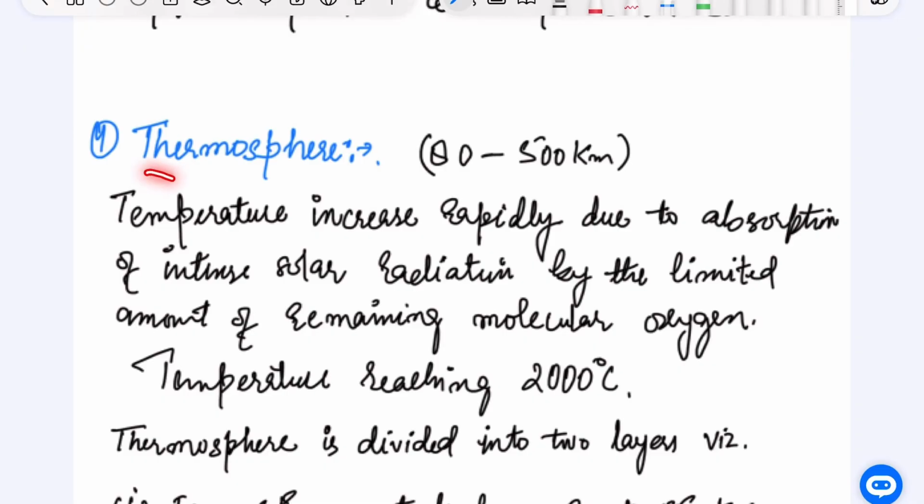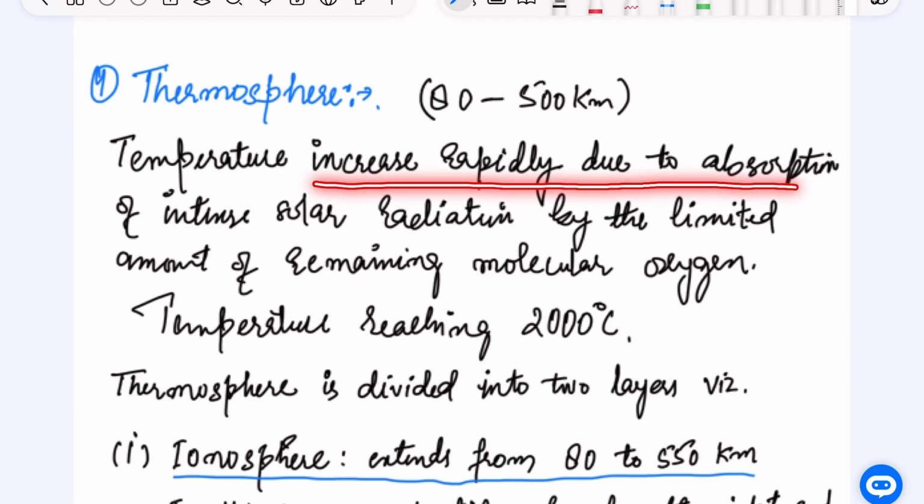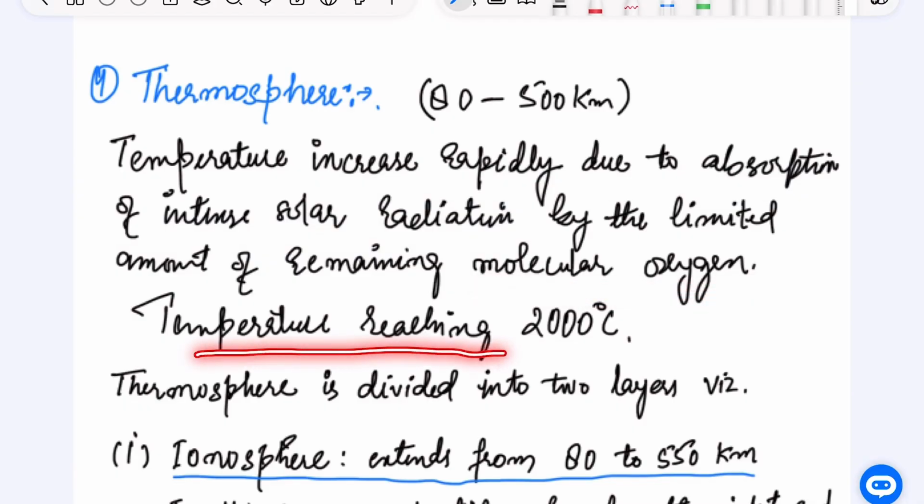The fourth layer, that is the thermosphere, extends from 80 to about 500, or you can say above 500 kilometers. The temperature in this layer increases rapidly due to the absorption of intense solar radiation by the limited amount of molecular oxygen. In this layer, the temperature will reach up to 2000 degrees Celsius.